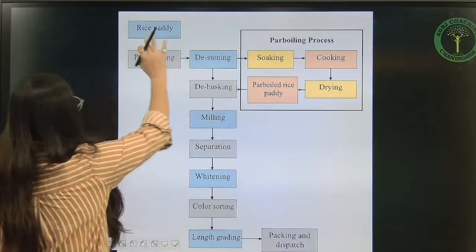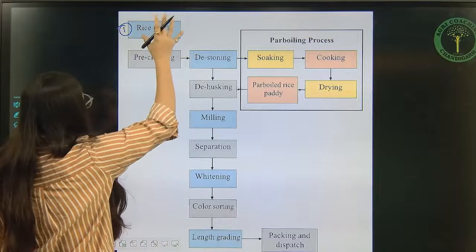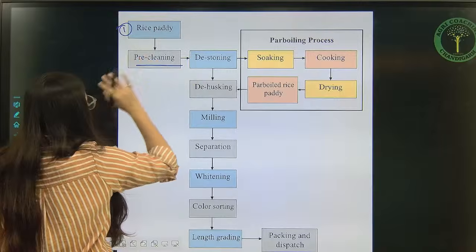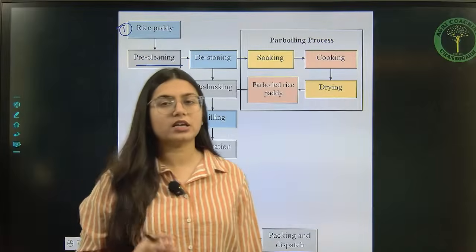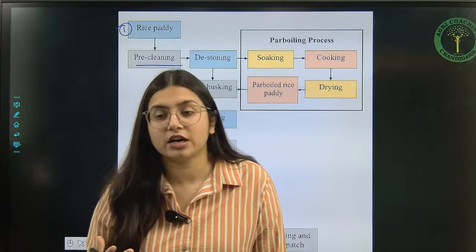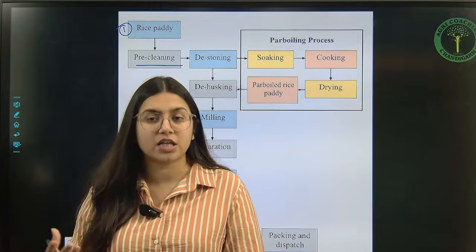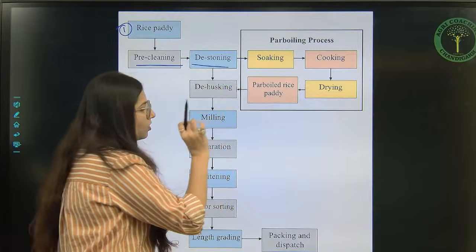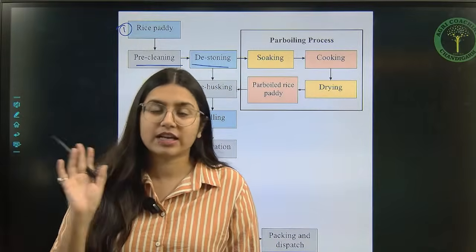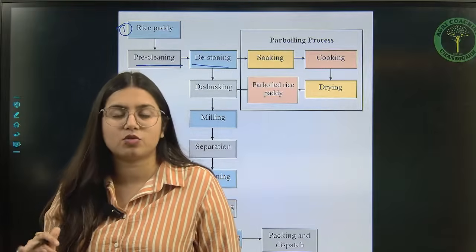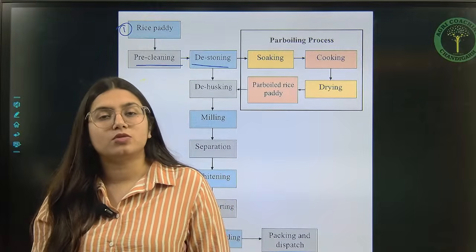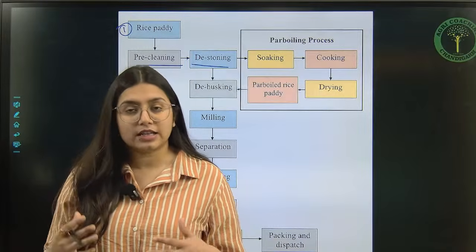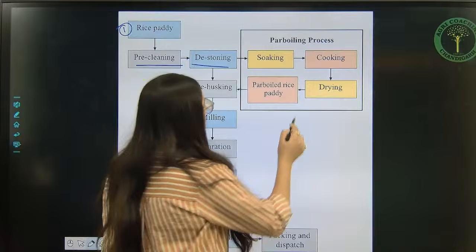See, the very first, this is the rice paddy. The harvested rice paddy is sent for cleaning. What is the meaning of pre-cleaning? Pre-cleaning means removing any kind of foreign material present in the harvested paddy. You have to clean it. Followed by destoning, meaning if any stones or pebbles are present in the paddy, then clean those as well. So the very first step is the overall cleaning step, which includes removing foreign particles, stones, pebbles or whatsoever is present. Now that clean paddy is further sent for the parboiling process.